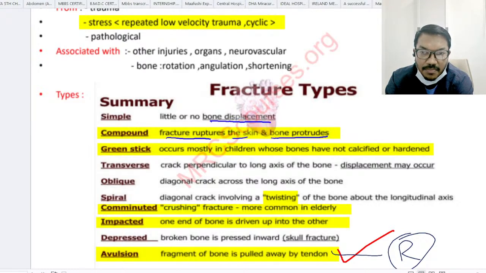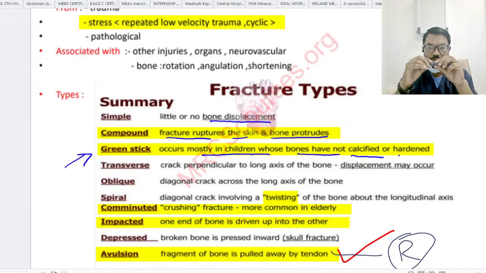Green stick fracture occurs mostly in children whose bones have not calcified or hardened. Green stick fracture. You know why green stick fracture is called green stick? You know the bamboo or any green stick. If we try to press from one side, there will be a little tear on that side, and a green stick fracture is something like the same.